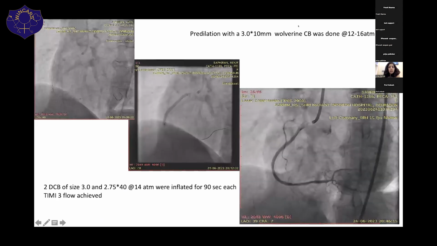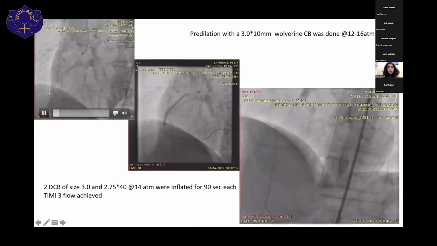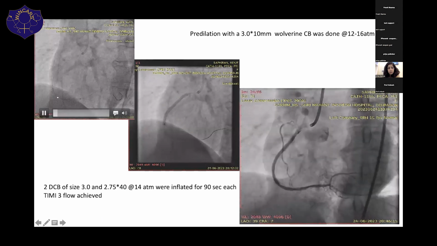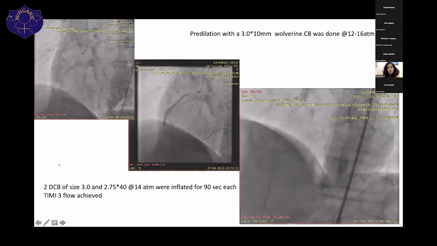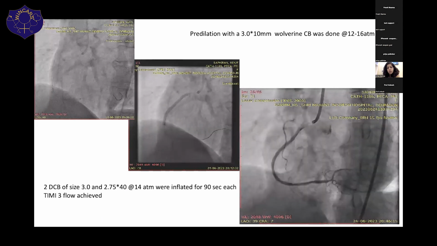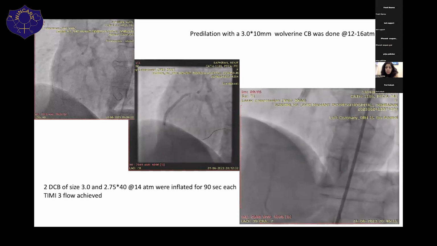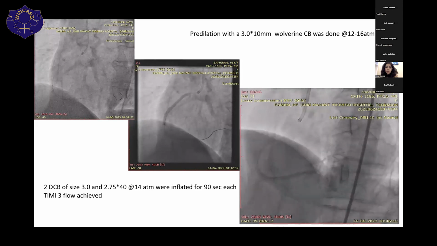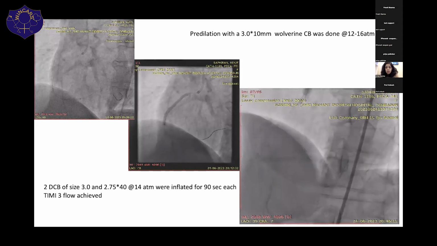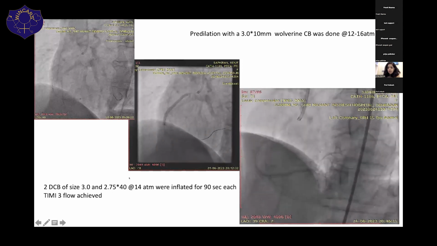So after this, I dilated the lesion with a 3.0 by 10 Wolverine cutting balloon at 12 to 16 atmospheres, specifically at this particular site of calcification. And thereafter, I didn't want to put in these stents, because already we had 2 layers. And if I would have put another stent, that would have been 3 layers, specifically at that point. So just 2 DCBs of 2.75 and 3.0 were inflated for 90 seconds each. And this was the final result which was achieved.